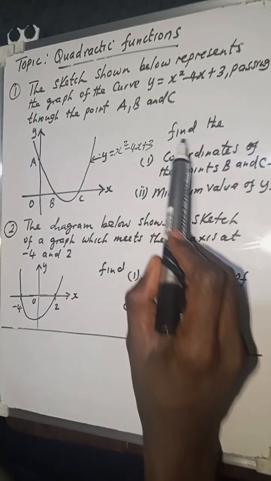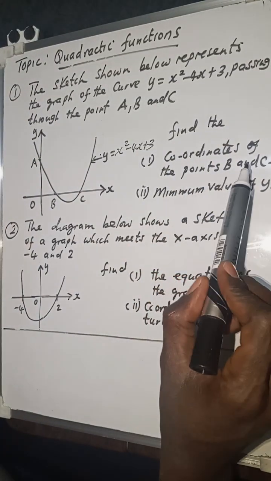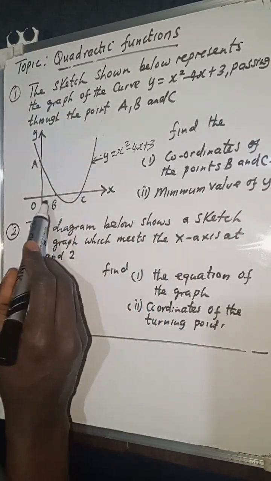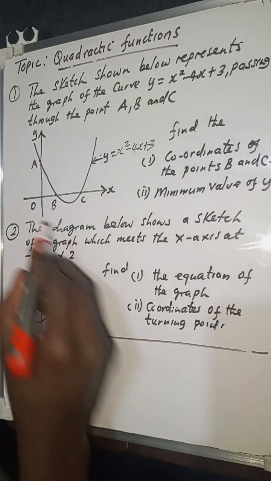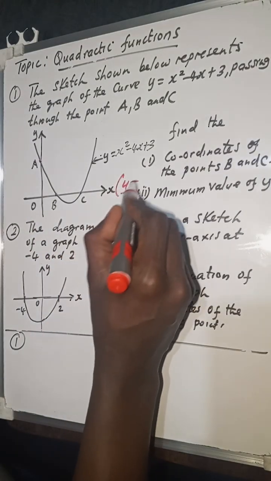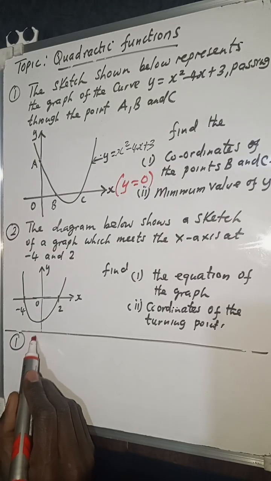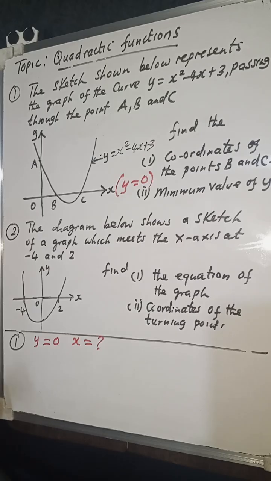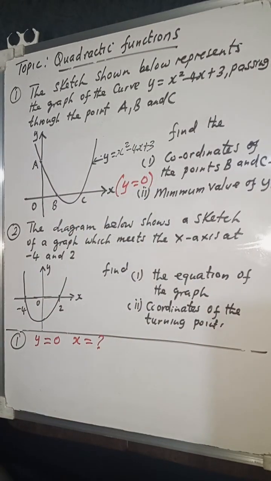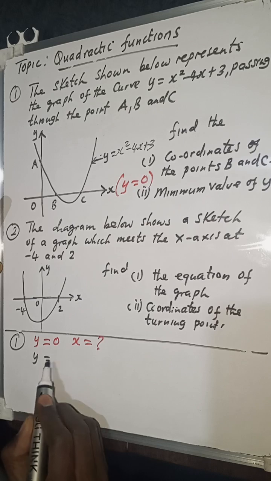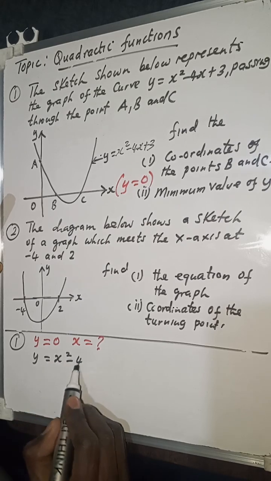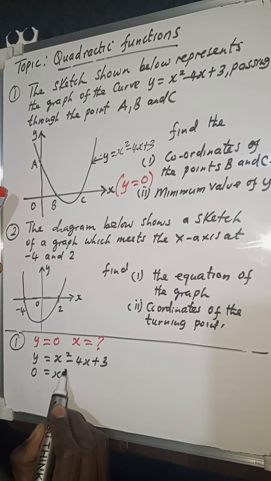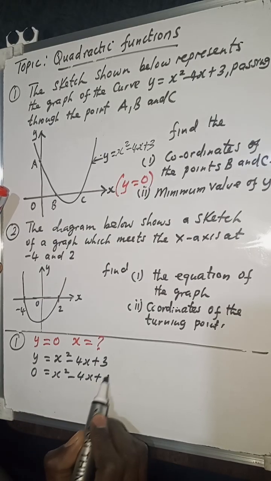The question says find the coordinates of the points B and C. So how do we get the coordinates of the points B and C? Remember, B and C are along the x-axis, but we know that along the x-axis y is equal to 0. So I'm going to say when y is equal to 0, what are the values of x. You get the equation that is making the curve, y is equal to x squared minus 4x plus 3. So where there's y, you replace it with 0: 0 is equal to x squared minus 4x plus 3.